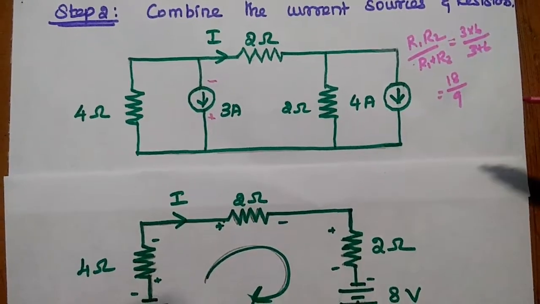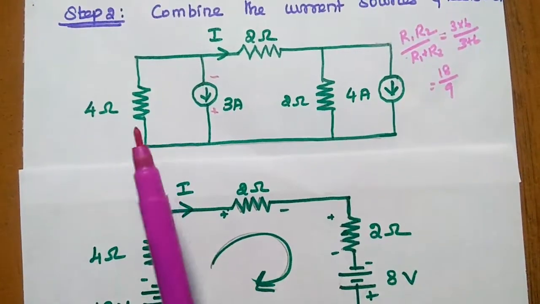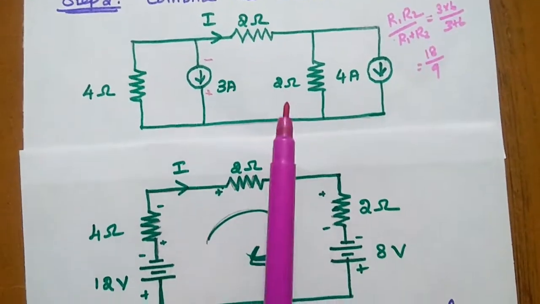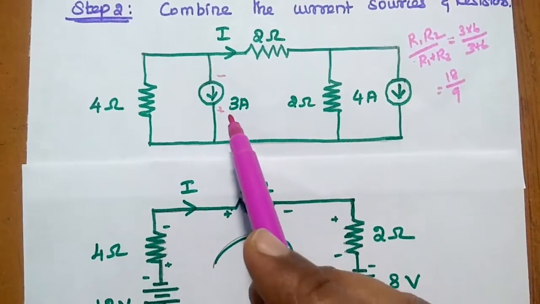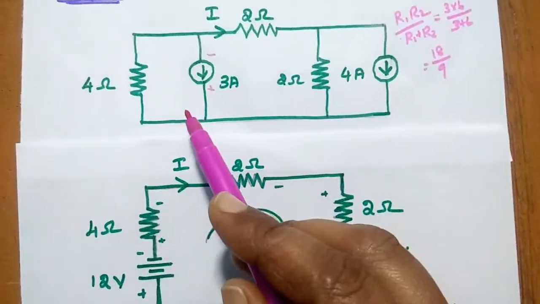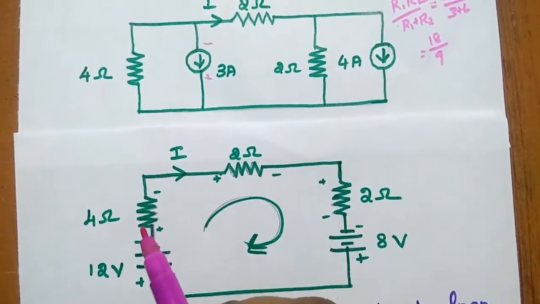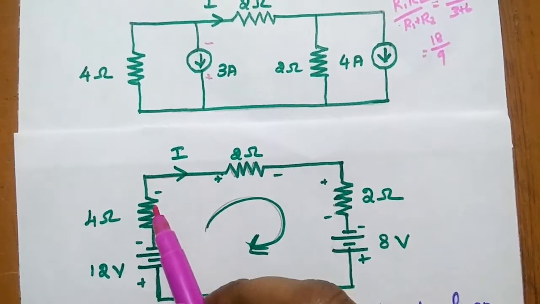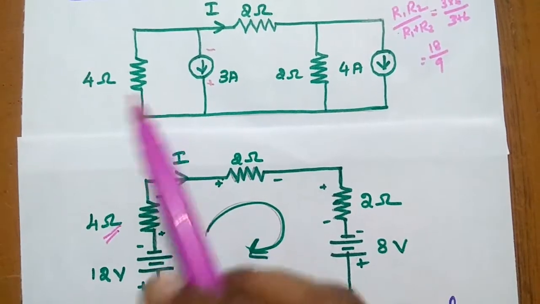After the second step, for further simplification, we are going to transform the current source to voltage source. Here, this is the current source, 4 ohm with this 3 amp source, right? Here we are going to convert this current source to an equivalent voltage source. So, voltage source is nothing but what? The source with the series resistance. The series resistance value is equal to the resistance in the current source.